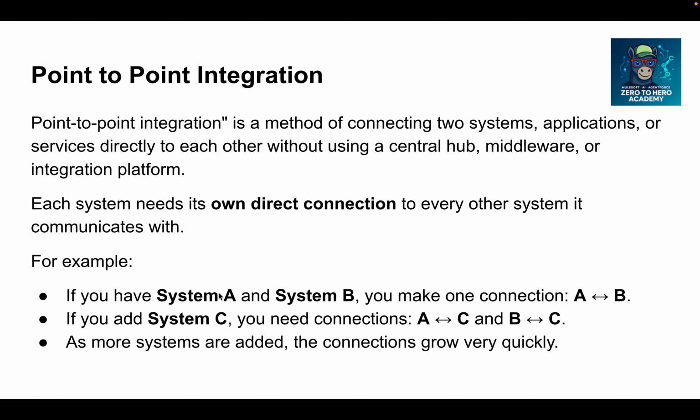For example, if you have two systems, system A and system B, you make one connection. If you add one more system C, so it becomes three systems, right? So you need a connection from A to C, B to C, and then A to B also. As more systems are added, the connections grow very quickly. So there is a simple formula, n into n minus 1 divided by 2, that many connections you require. N is the number of systems. For example, if you have 10 systems, n will be 10. So 10 into 10 minus 1 becomes 90, divided by 2, so 45. So for connecting 10 systems, there is a need of 45 connections.